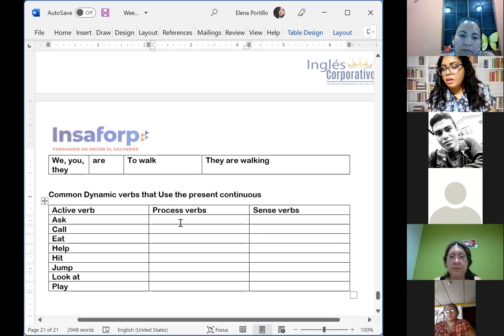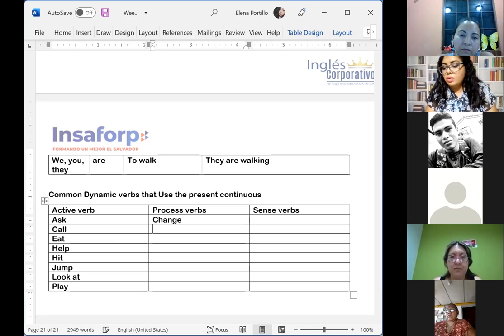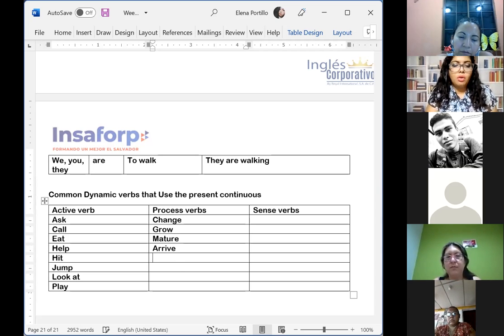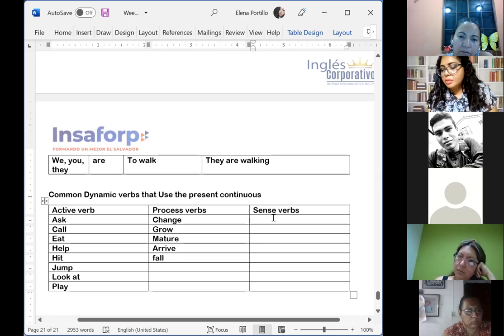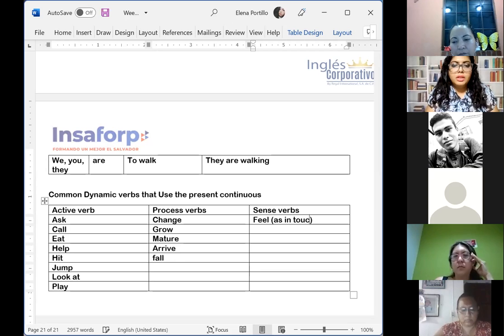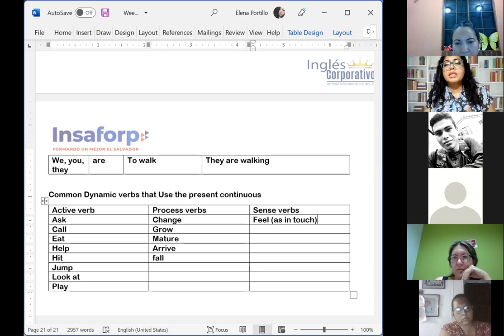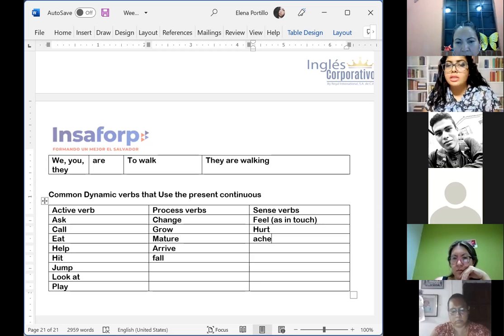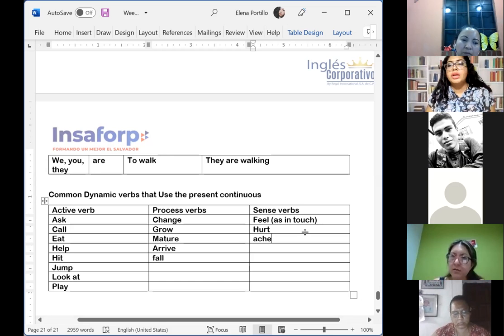In process verbs, we have change, brown, mature, arrive, and fall. In sense verbs, we have feel. In this case, we have something specific. It is as in touch. That is, not feel with our feelings; in this case, it's feel with the hands, with the touch. Then we have hurt. And we have this one that we can use in a phrase like stomach, that is talking about the pain. So these are the common dynamic verbs that we can use in the present continuous.